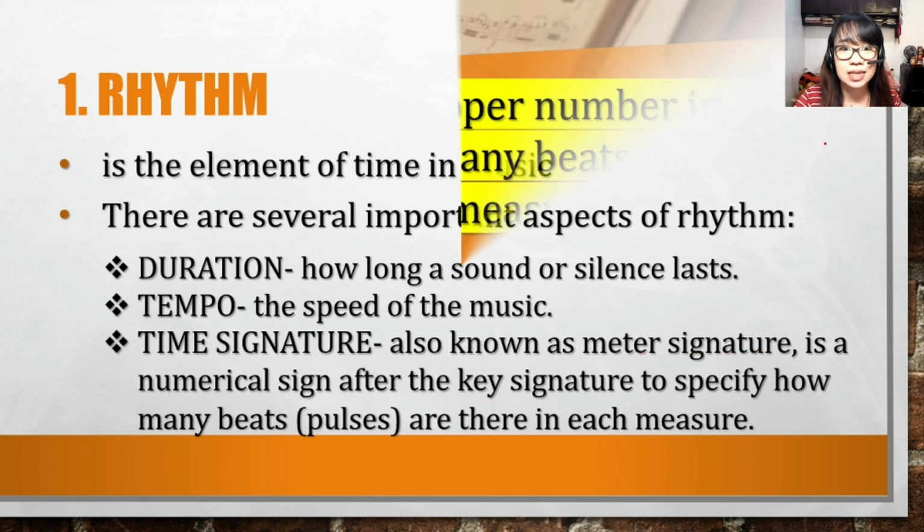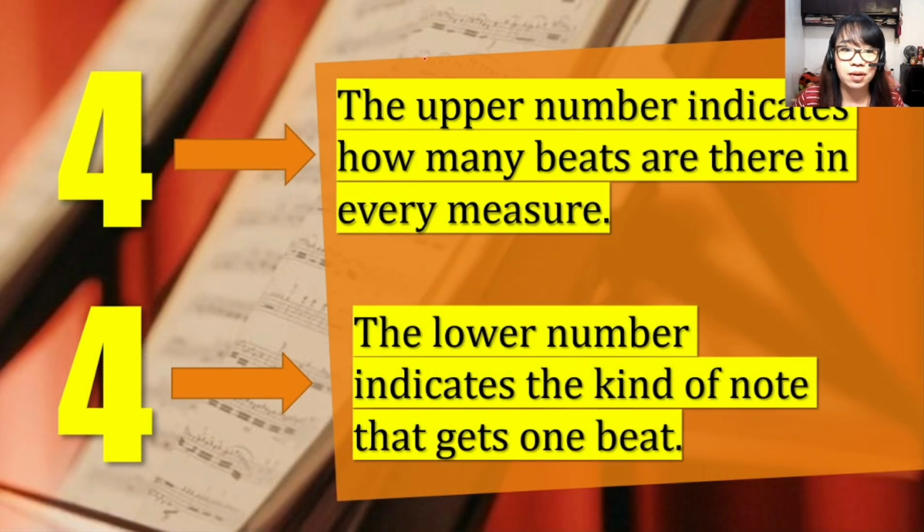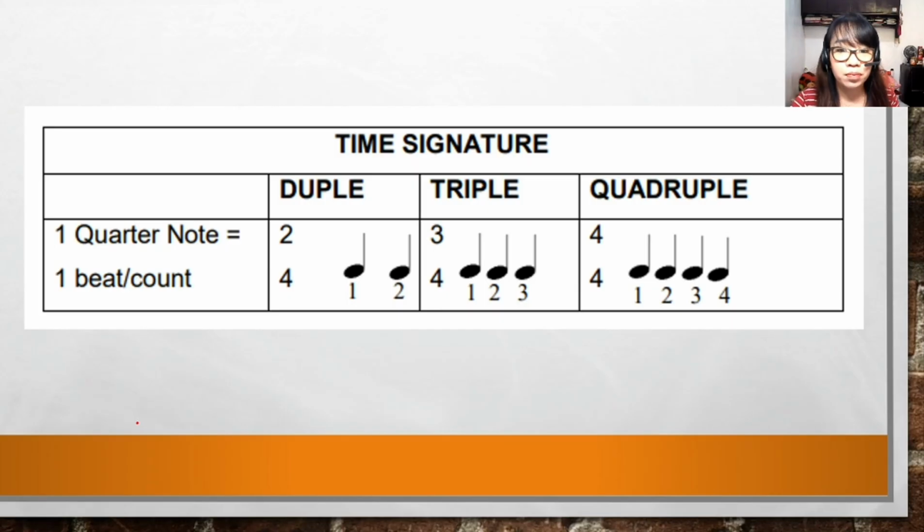Now let's see. For example, we have 4/4. The upper number indicates how many beats are there in every measure, and the lower number indicates the kind of note that gets one beat. Here, a quarter note is equivalent to one beat or one count. So in duple meter, we have 2/4: 1 2, 1 2, 1 2.